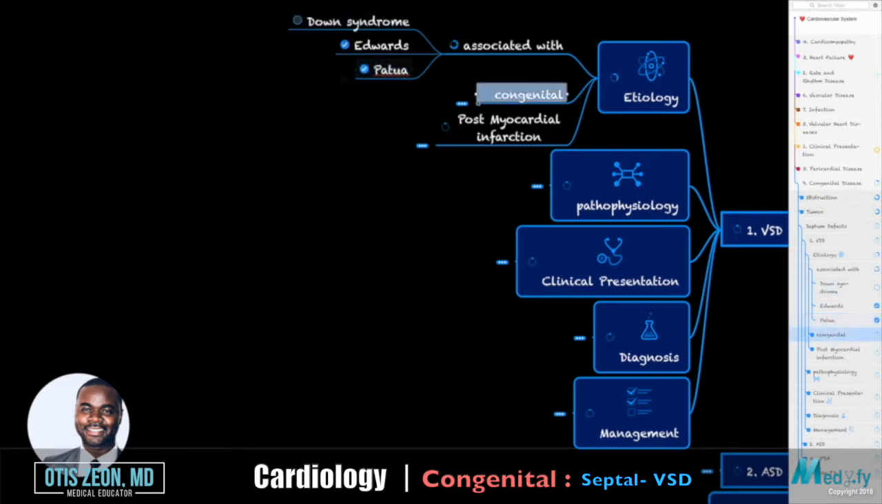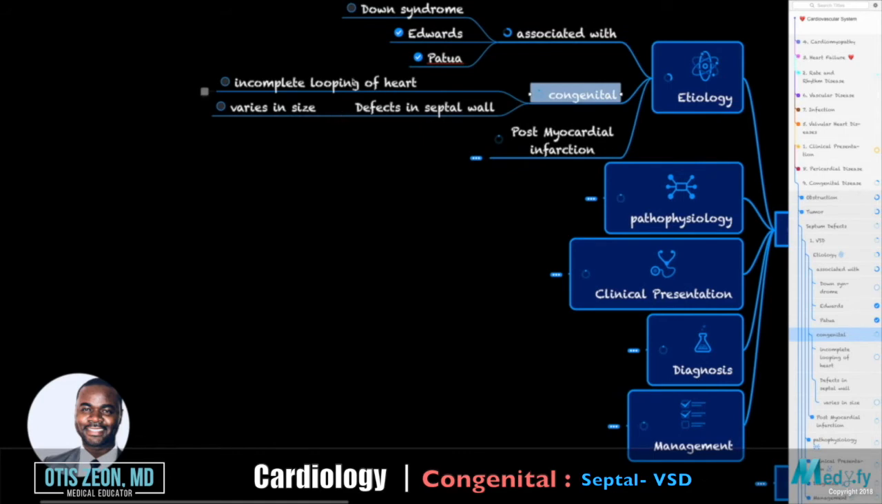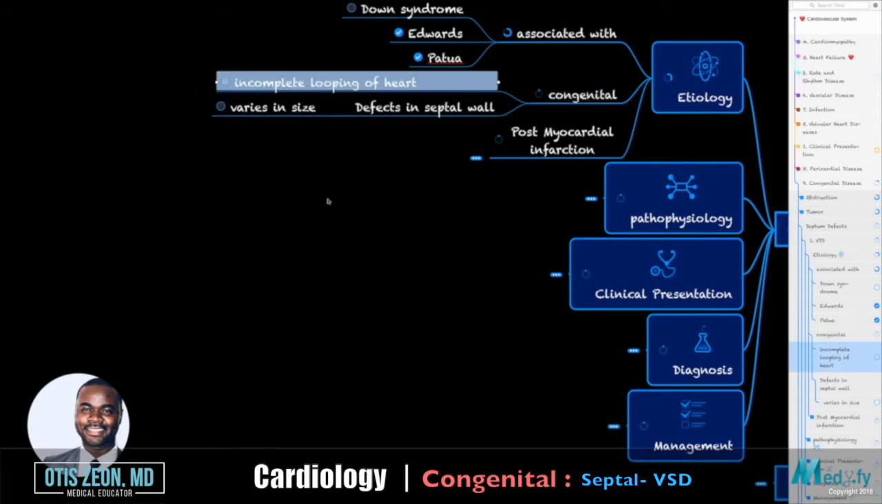In terms of the other congenital diseases, we say things like incomplete looping of the heart. That's basically embryology. It's not extremely high yield, but just basically knowing how the incomplete looping of the heart may lead to the ventricular septal defects.